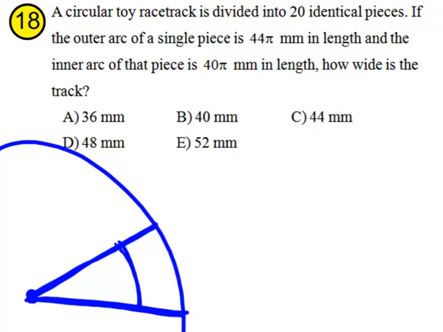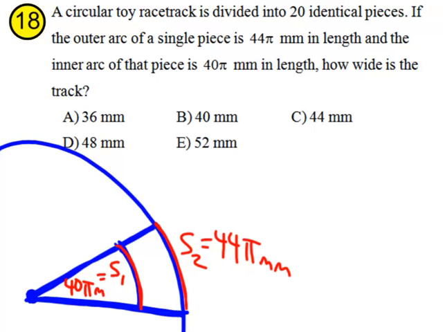And let's see, we've got an outer arc of 44 pi. So let's call that S2 in contrast with the inner one, S1. And we'll say S2 equals 44 pi millimeters. S1 equals 40 pi millimeters. And how wide is the track? So what is it we're trying to find? How wide is the track? We are trying to find this length right here.